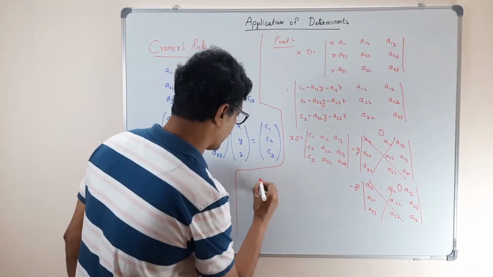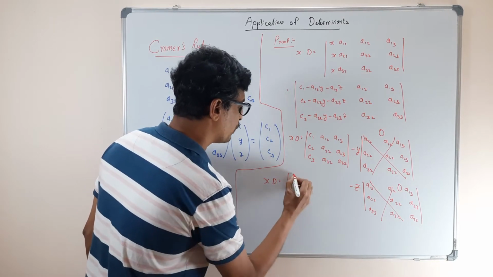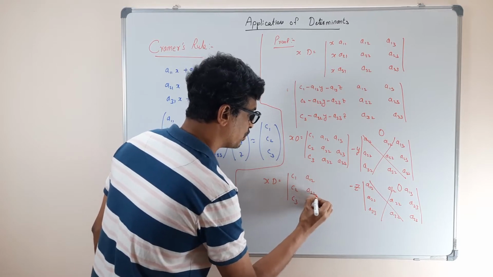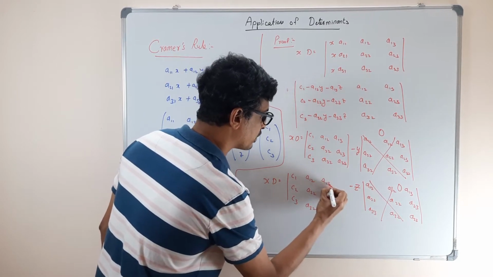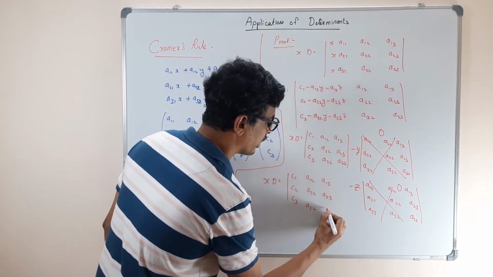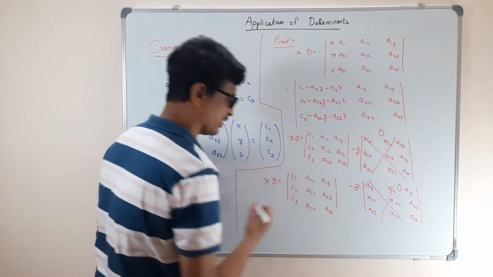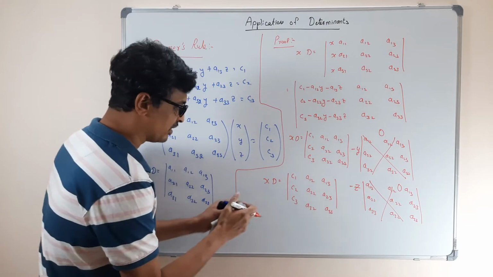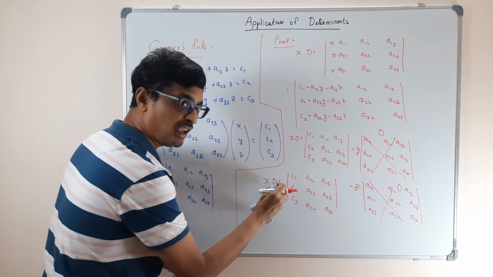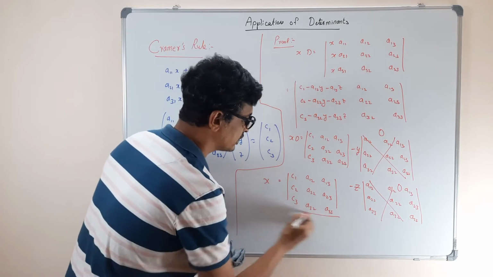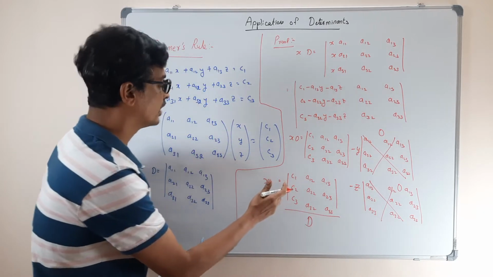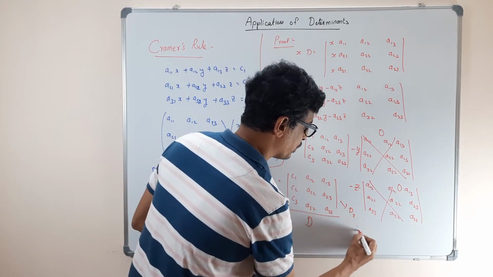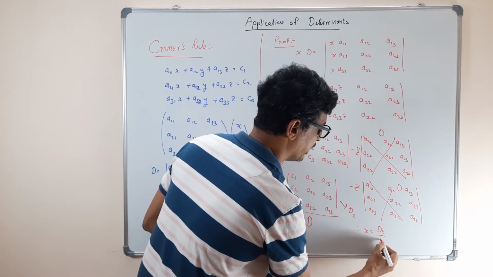So, therefore, what we have is xd equal to the determinant with c1, c2, c3, a12, a22, a32, a13, a23, and a33. So from here, x is equal to this divided by d. That's what the answer is. This is nothing but your dx. Therefore, x is equal to dx by d, and that's what you have proved.